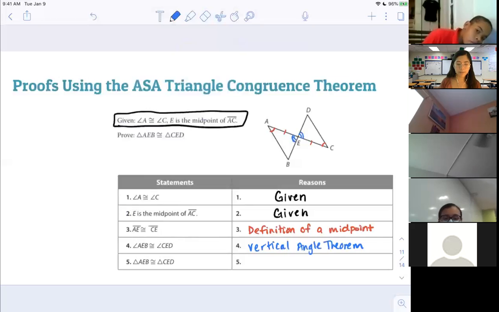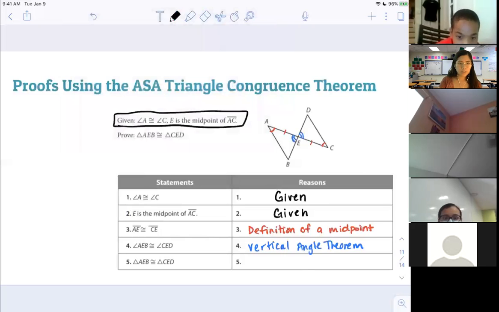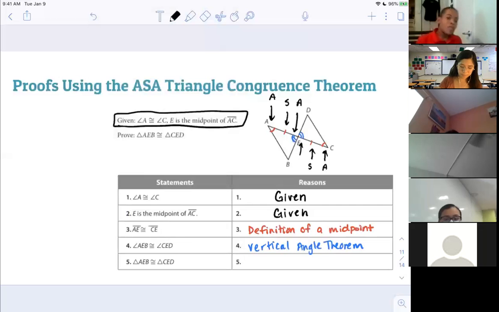What relationship have I figured out between these two triangles? Let me be more specific. I have an angle, I have a side, and I have an angle. And then over on the other side, I have the same angle over here, the same side in the middle, and the same angle over there. Oops, that's an A. So for that last thing, all you have to write is ASA congruence theorem.